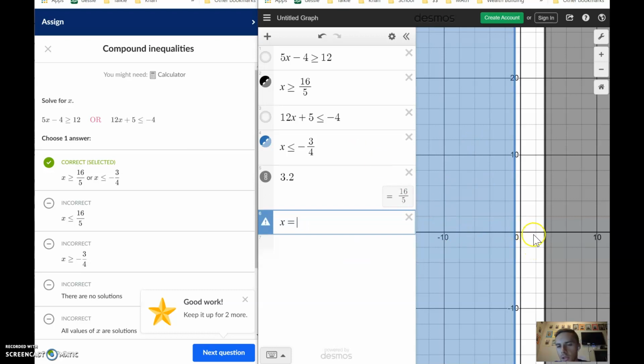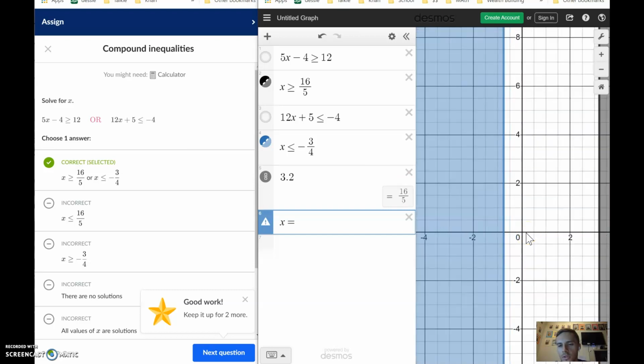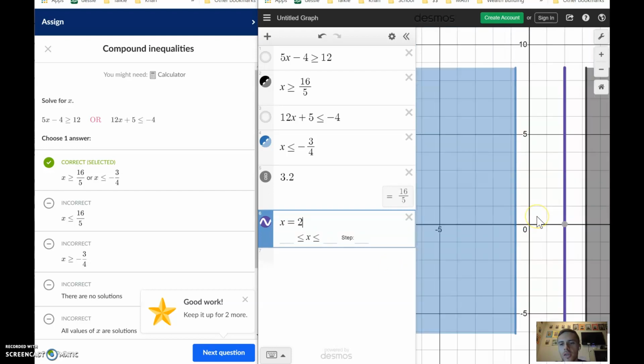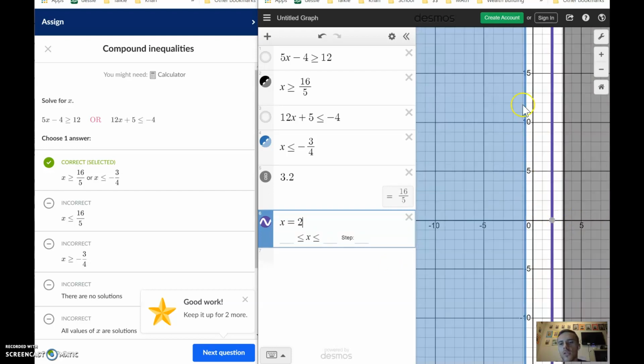So what would be a number that shows up in this blank area? Because these are values that aren't solutions. Let's try 2. Does it show up in the shade? No, it doesn't. So these are numbers that are not solutions. When you have an or, you're just looking for solutions to one or the other.